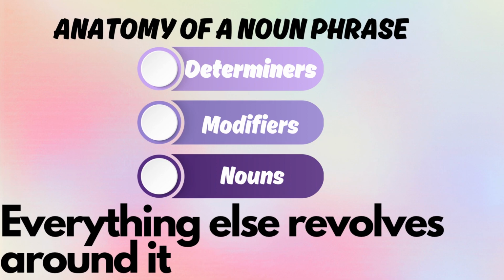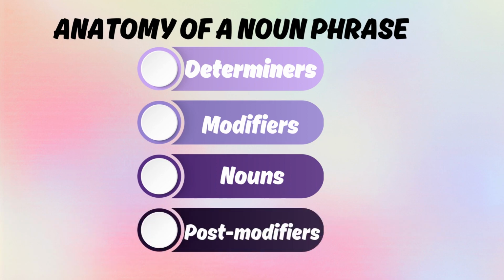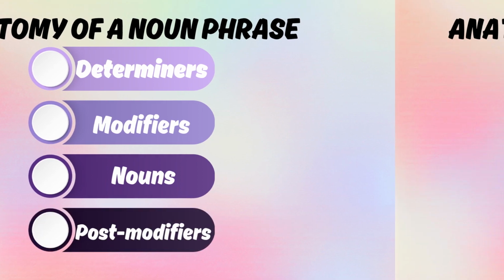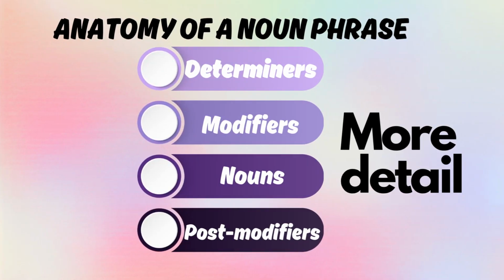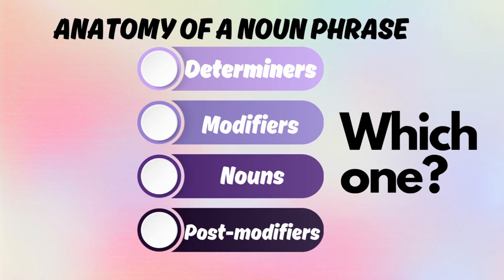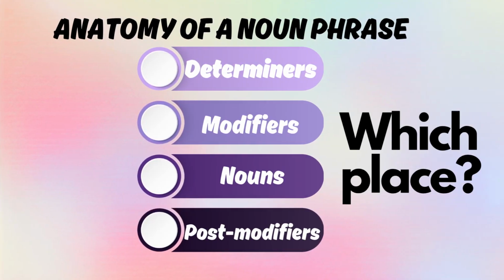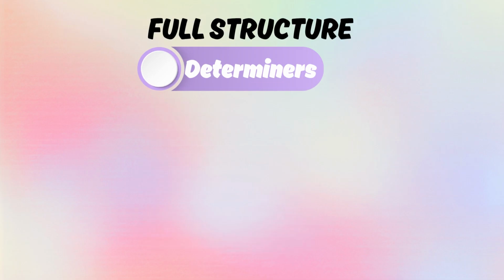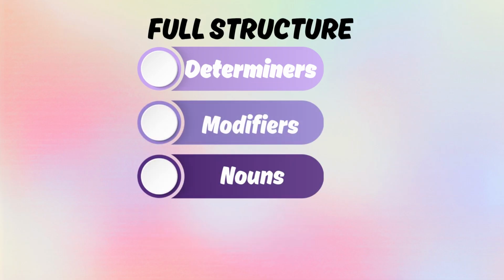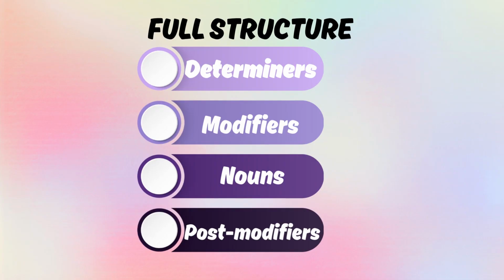And finally, sometimes, not always, we have post-modifiers. These come after the noun and give us more details, helping us understand exactly which one, doing what, in which place, and so on. So again, the full structure is determiner, modifier, head noun, and possibly post-modifier.